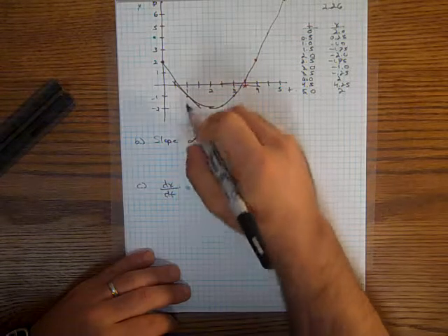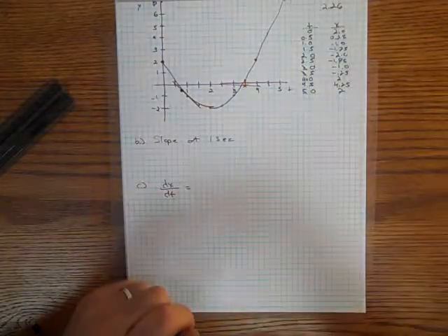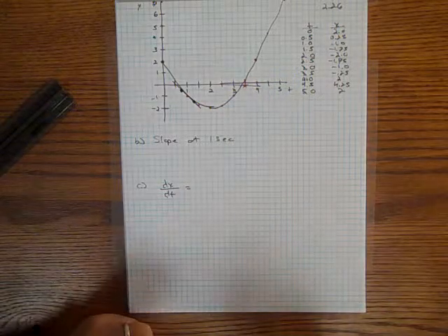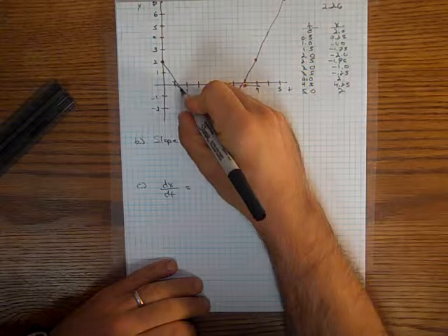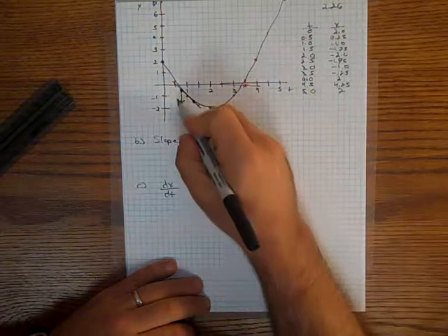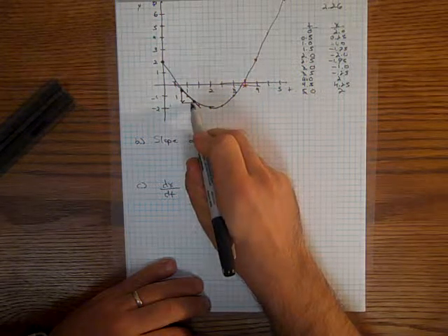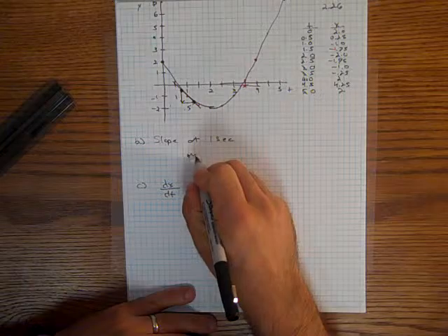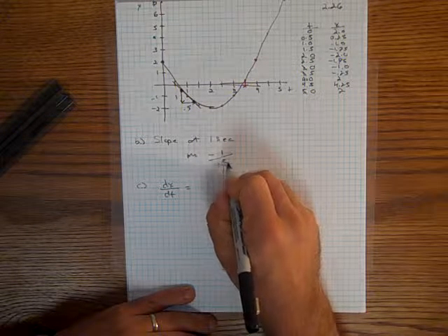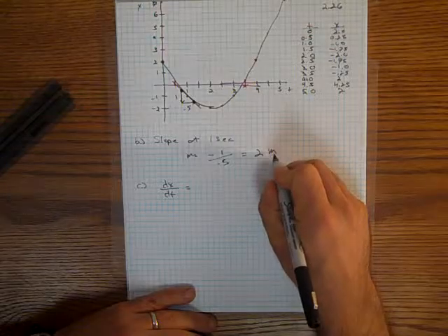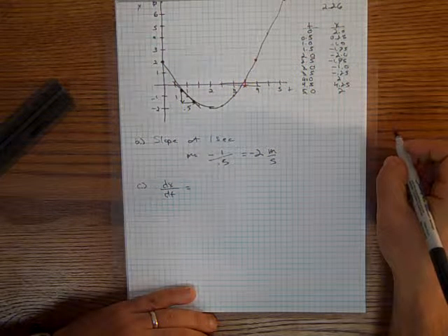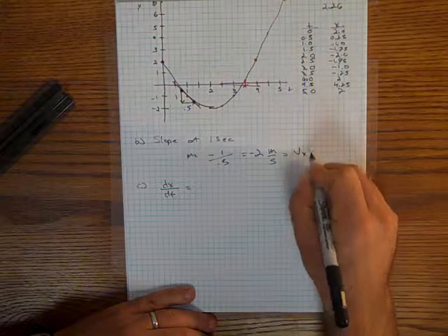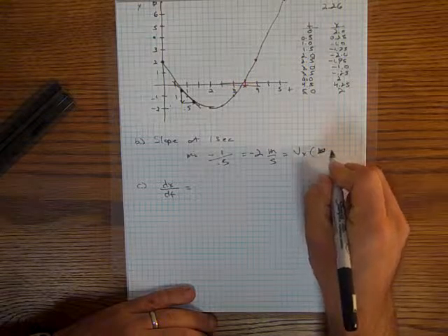I'll pick a couple of convenient points. I'll pick that point, and maybe that point right here. On this grid paper, I go down 1 unit, and on my grid, that's over 0.5 units. Of course, it's negative. So my slope is going to be minus 1 over 0.5, which is minus 2, and the units are meters per second. That is my instantaneous velocity at 1 second.